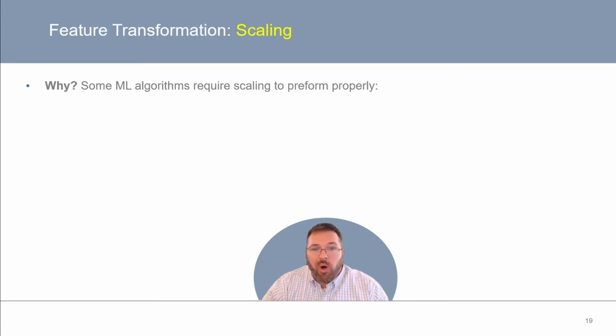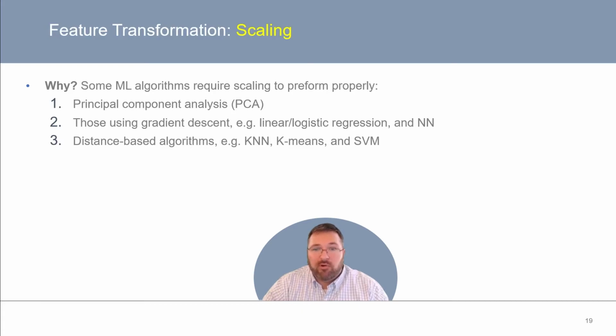So first off, why can feature scaling be an important consideration? In short, some machine learning algorithms require scaling in order to perform properly or optimally. These include algorithms such as principal component analysis, which we'll talk about more in a couple of slides. Also, algorithms that use gradient descent for parameter optimization, for example, linear logistic regression and neural networks. And also distance-based algorithms, such as k-nearest neighbors, k-means, and support vector machines. If you plan to use any of these algorithms, you'll want to scale your features prior to applying these methods.